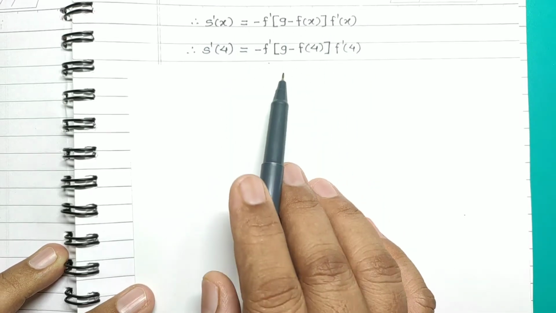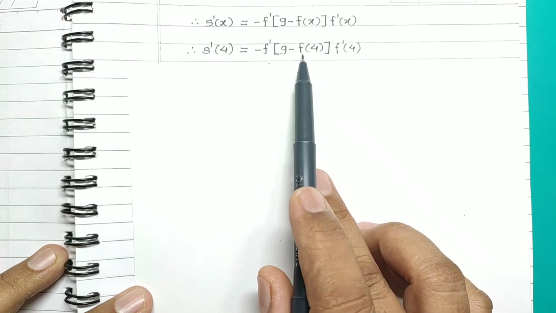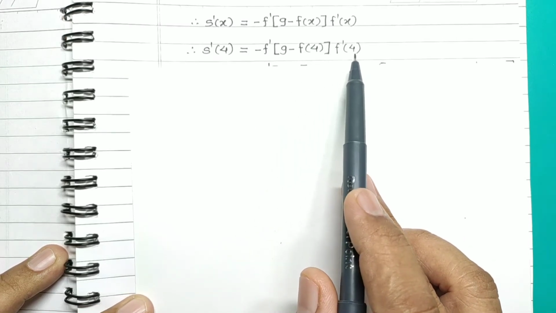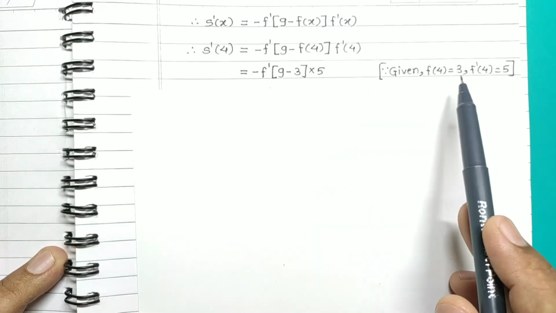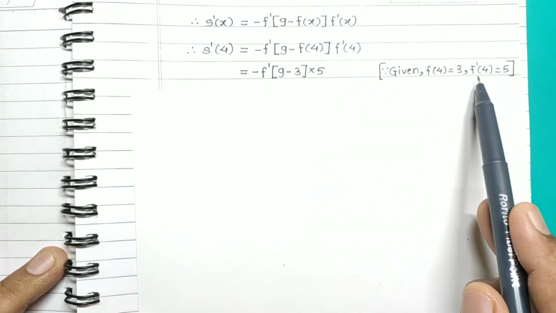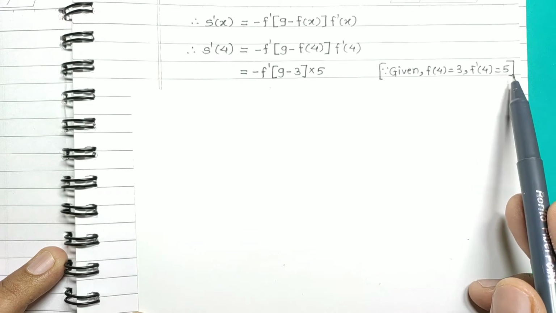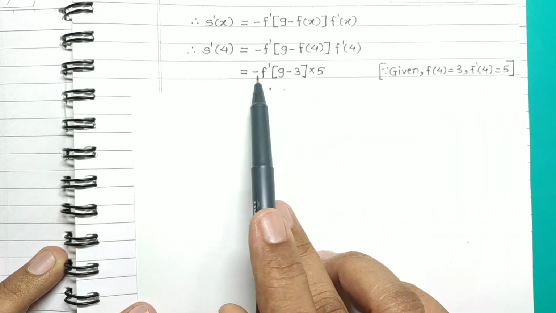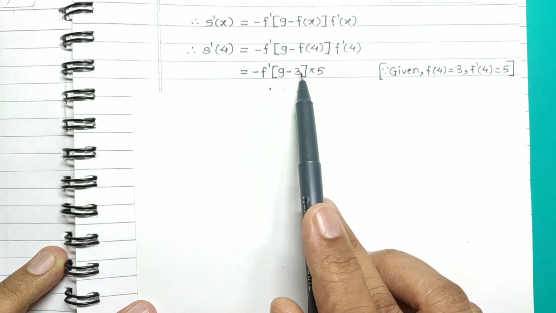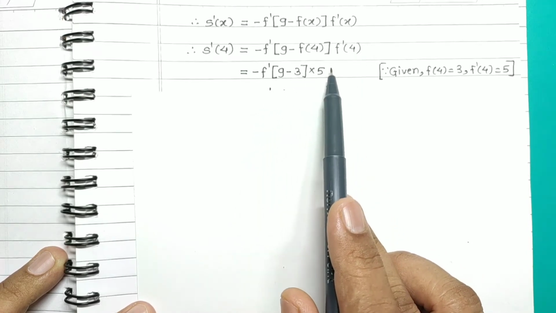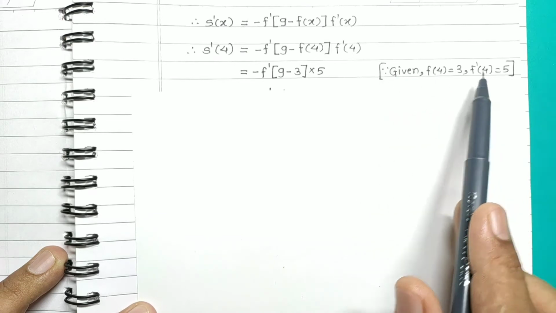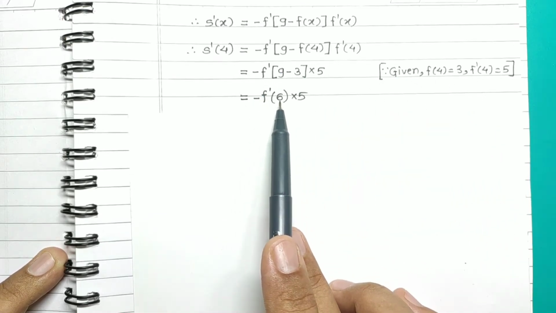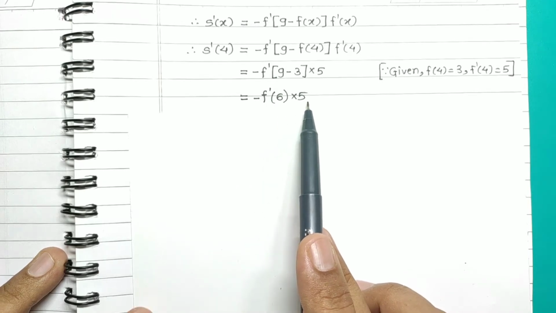Note it properly. Then here you find that these values are given to us, f of 4 and f dash of 4. So these are given as f of 4 is 3 and f dash of 4 is 5. So substituting these two values here, we have minus f dash of 9 minus 3 into 5. Okay, since we are given these values. So this becomes minus of f dash of 6 into 5.